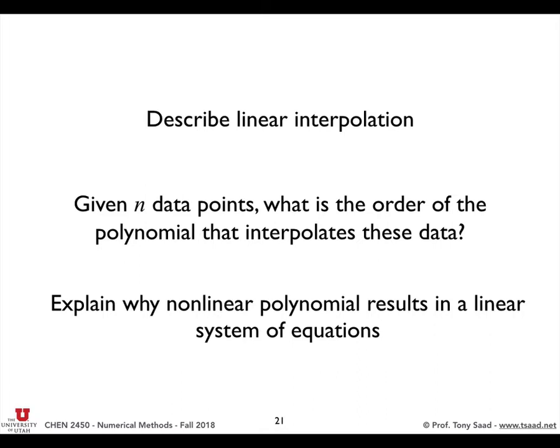Why do we need an n minus one polynomial for n data points? Because remember, we have this a naught constant in the polynomial that doesn't multiply anything. So for a quadratic, you have a naught plus a1x plus a2x squared. So you have 3 data points, right?